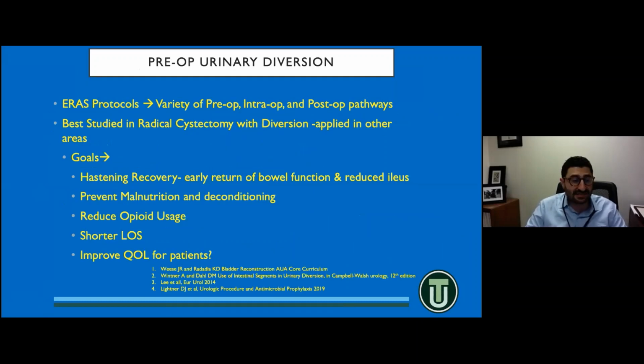Every center kind of has its own way of doing enhanced recovery. And this, remember, encompasses both preoperative factors, intraoperative management, as well as postoperative pathways. This has best been studied in radical cystectomy for bladder cancer, but it's been applied in other areas of urologic surgery. The goals of ERAS protocols: hasten recovery, have early return of bowel function, prevent malnutrition and deconditioning, reduce opioid use, and shorten length of stay in the hospital, and then potentially even improve quality of life of patients perioperatively.